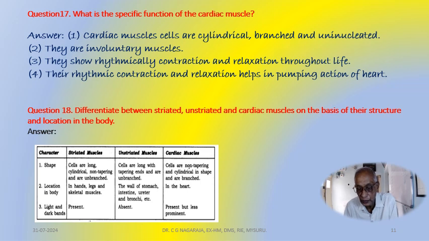Next question comes, another question of the same type, but the question is slightly different. Differentiate between striated, unstriated and cardiac muscles on the basis of their structure. See, the same question has been repeated here in a different way. Diagrams are not asked here. Now try to read the question carefully in your textbook.